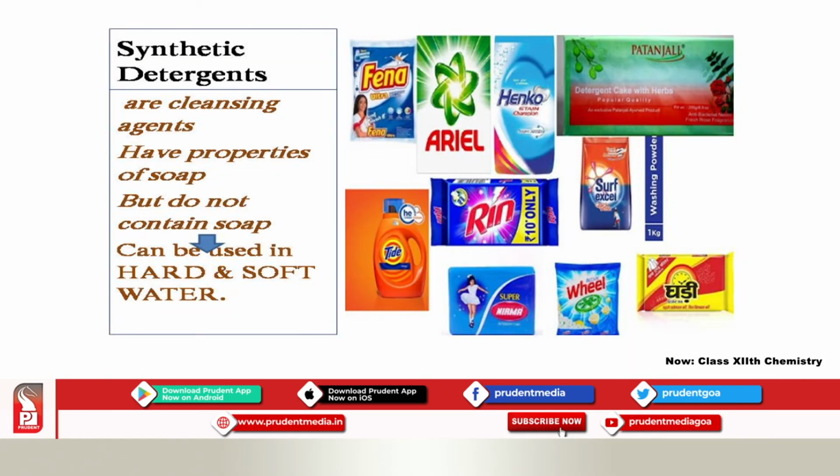Now we have synthetic detergents. You must be using most of these detergents like Fena, Ariel, Ghadi, all these detergents; they are different as compared to soap. They are just like soap, but they are not soaps. Synthetic detergents are cleansing agents. They have the properties of soap, but they do not contain any soap. They can be used opposite to soaps, both in soft and hard water.